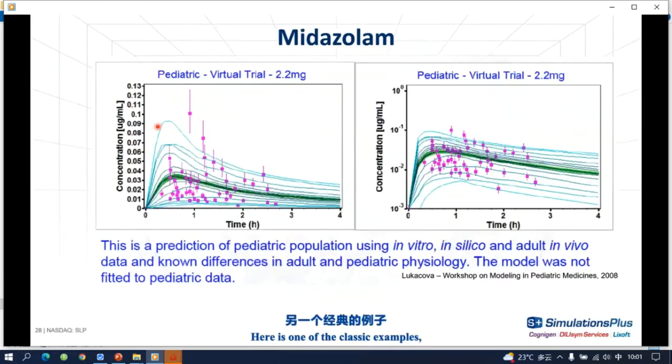And here is one of the classic examples just showing how that ontogeny is working, where the model for midazolam initially calibrated from the in vitro and verified against the adult in vivo data was then used to predict PK in children. This was a virtual trial which included children 1 through, I believe, 12 years old. Right? And when I say it's quite classic example, you can see this has been presented and has been available since about 2008. So quite a long time.